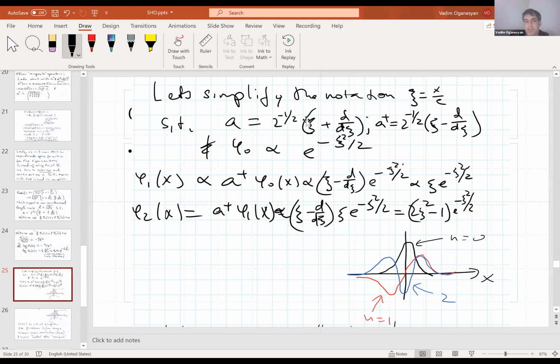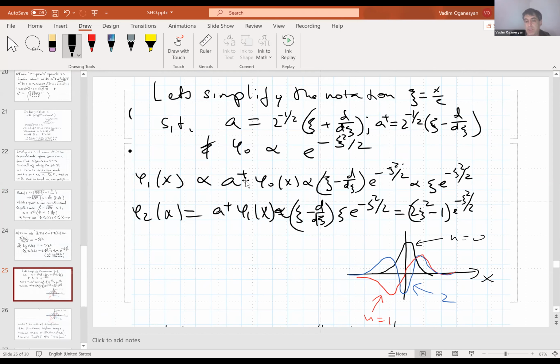You can replace x over L with a dimensionless variable xi, and write the ground state wave function as e to the minus xi squared over 2, keeping in mind that xi is x over L. Now, the cool thing is that now you can go to town. You can write down what phi 1 is, the first excited state, by taking a dagger and applying it to phi naught. Remember, a is xi plus d by d xi. A dagger is the same with a minus sign.